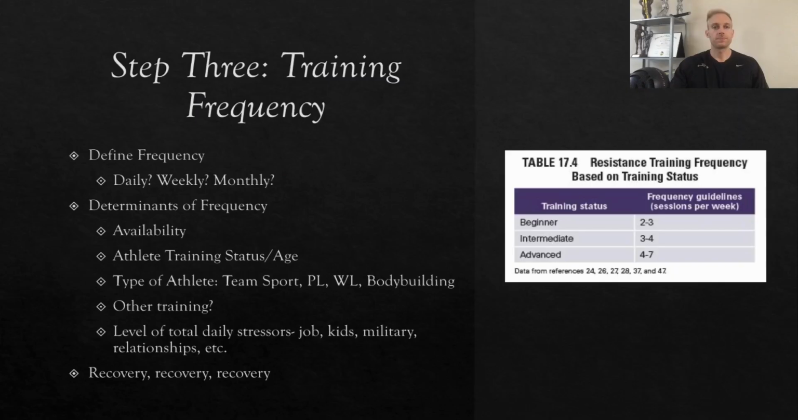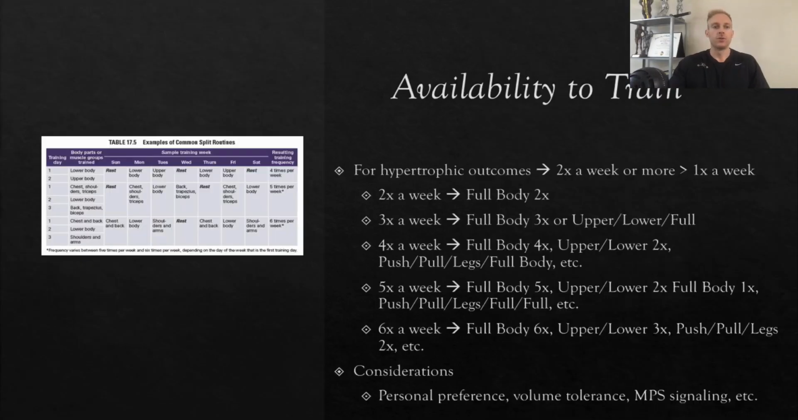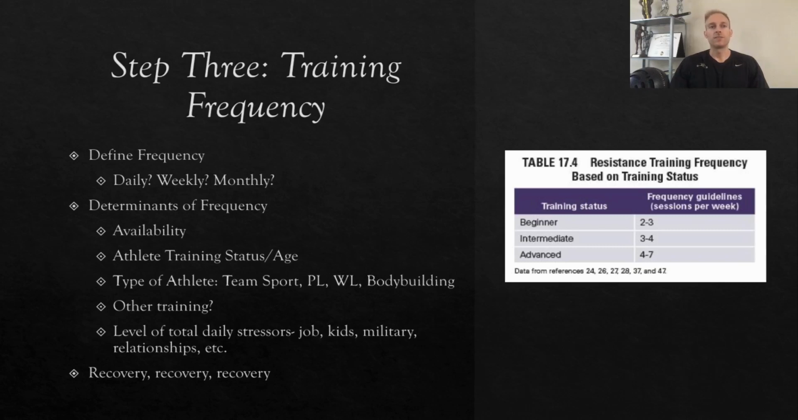But let's dive in. So step 3, when you sit down to write out your training program, is identifying training frequency. And when we talk about frequency, we have to define it. Is it daily? Is it weekly? Is it monthly? Most commonly, you hear people talk about weekly frequency. I train 3 times a week, I train 4 times a week, whatever it may be. And we'll talk about some special situations where we talk about daily frequency, maybe for a weightlifter or a team sport athlete. But for the scope of hypertrophy training, for the most part, we're really just talking about once a day training. Rarely, if ever, will you hear people talk about monthly training, maybe in team sports, but it's not very common.